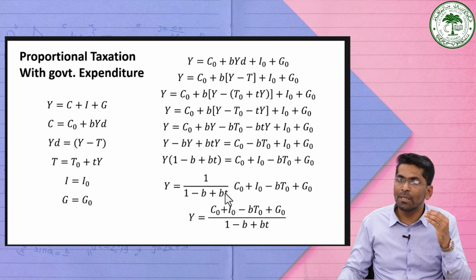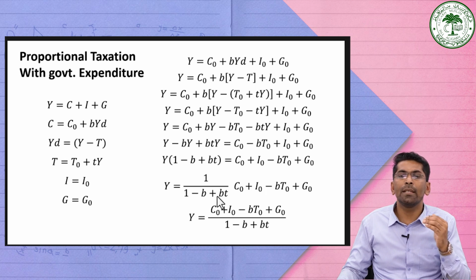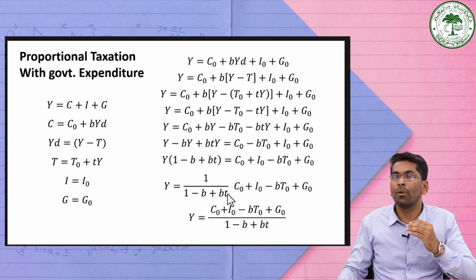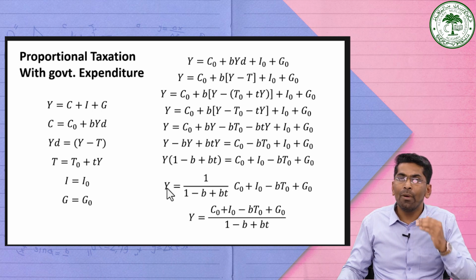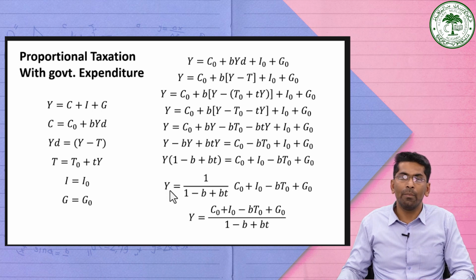In the case of lump sum taxes, we said that it is only 1 by 1 minus B. But now, after the imposition of proportional taxes, it became 1 minus B plus BT. So because of this BT, the size of the multiplier will reduce in the economy, and accordingly, the level of income and consumption will decrease in an economy.